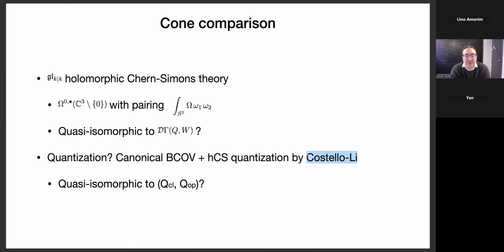So there's a quantization in terms of Feynman diagrams, which is explicit, but has obstructions because you need to find some counter terms. And there is an obstruction complex, which you can just write down. And this obstruction complex mixes the two.